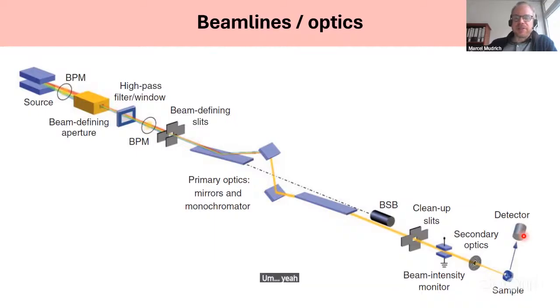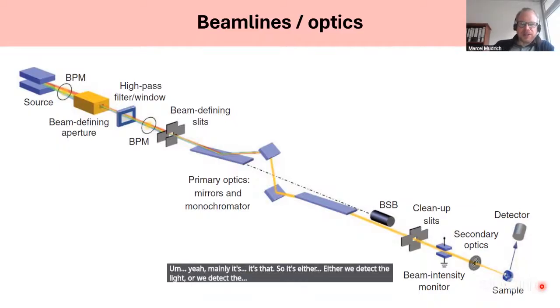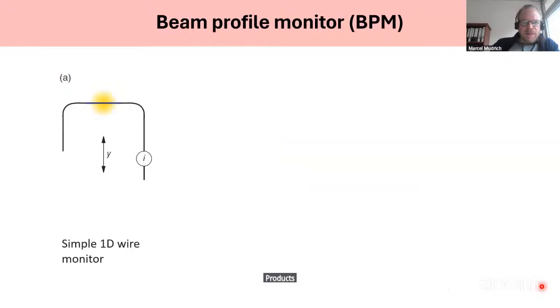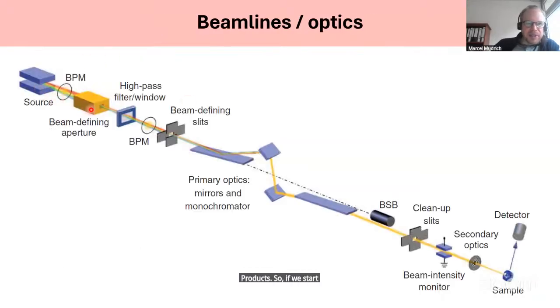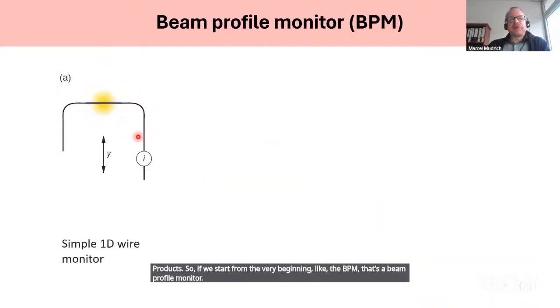Yeah, mainly it's that. So it's either we detect the light or we detect the products from the interaction, which is electrons and ions typically, possibly also some chemical products. So if we start from the very beginning, like the BPM, that's a beam profile monitor. These can be very simple devices.